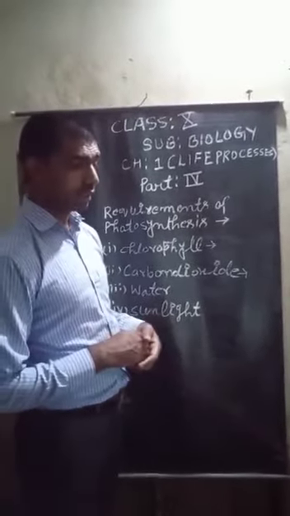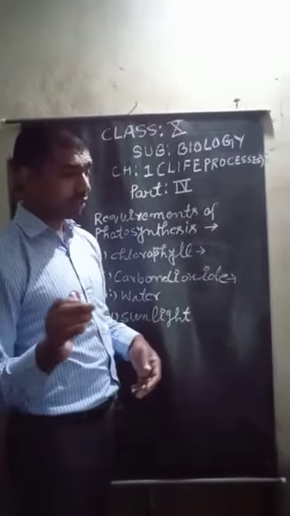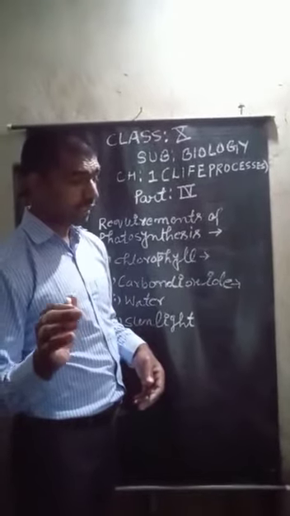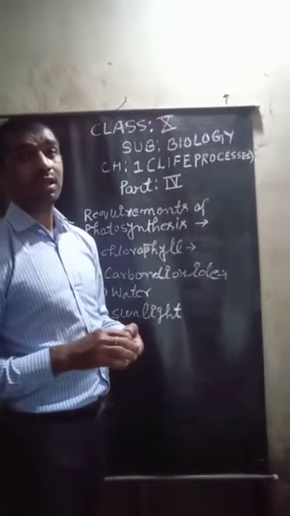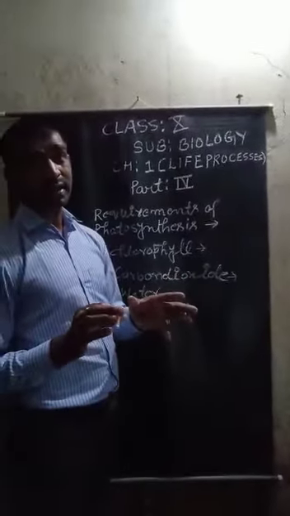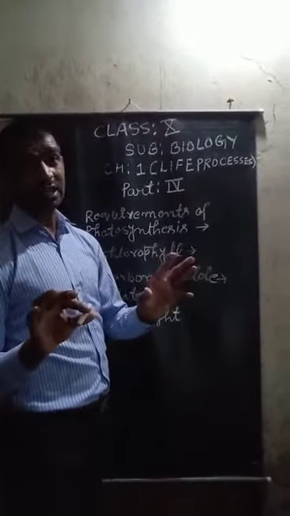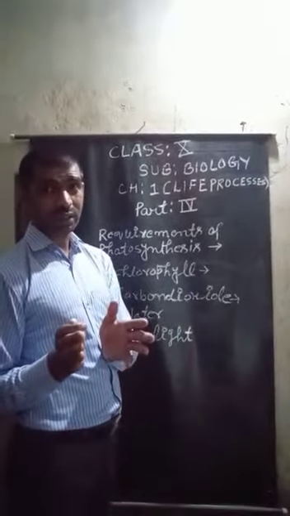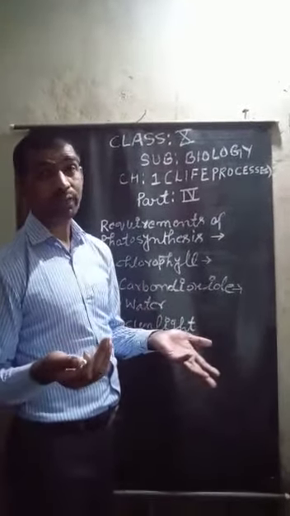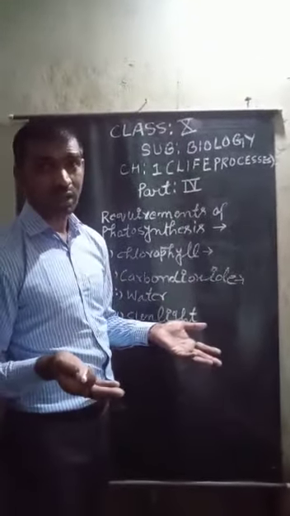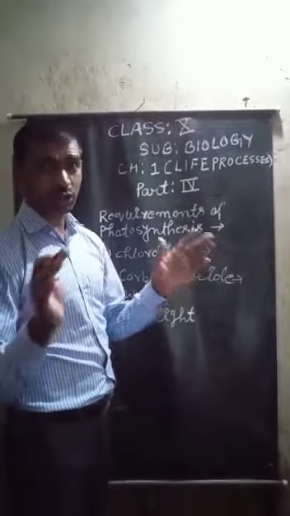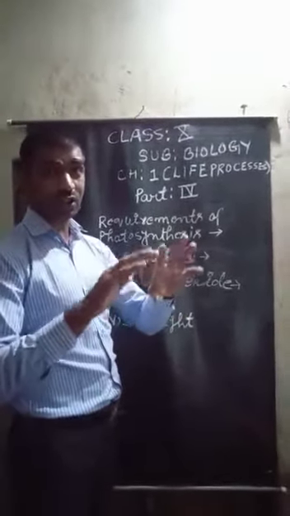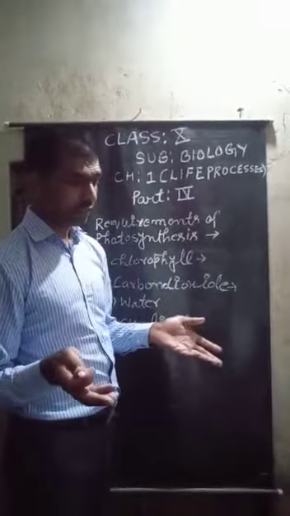After that, what happens? The opening and closing of the stomatal pore is regulated by the guard cells. Around the stomata, there is a type of cell present which is called the guard cell. So who controls the opening and closing of stomata? The opening and closing of stomata are controlled by the guard cells present around the stomata.